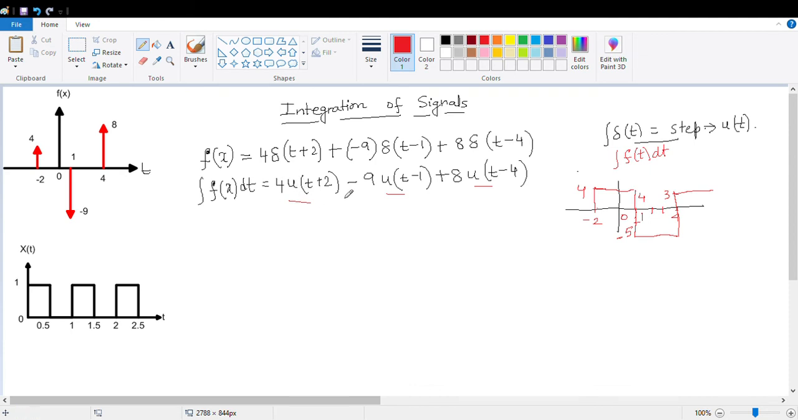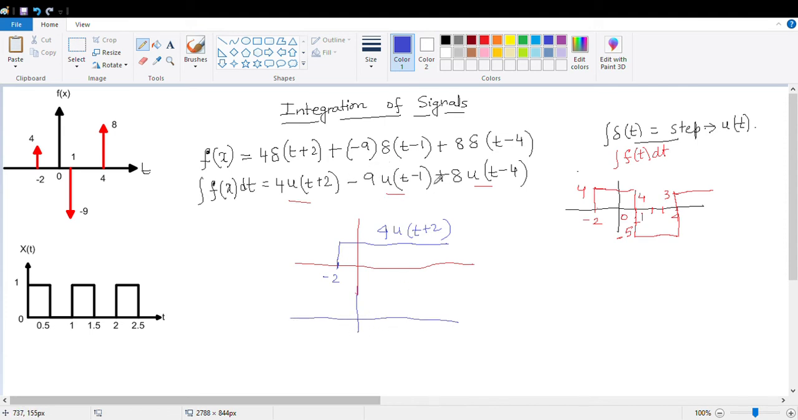First thing, suppose, what is this function? This function 4ut will look like this. I am taking another color. 4ut plus 2. So it will be from -2. This value will be 4. This will be 4ut plus 2. Okay.